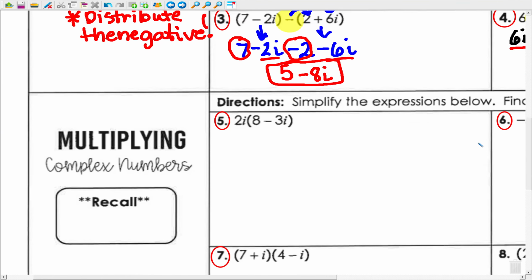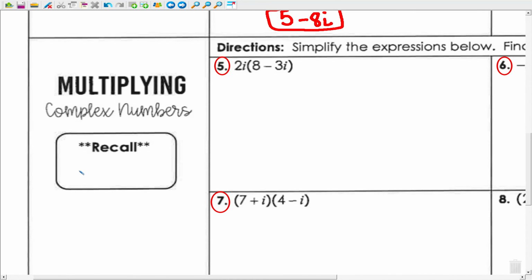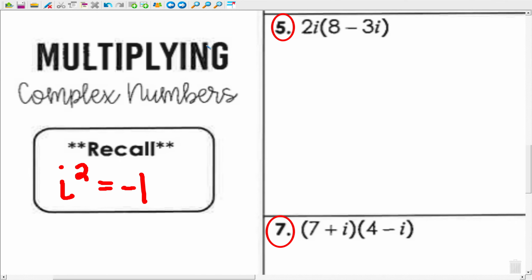Next section, we're going to look at multiplying complex numbers. When you multiply complex numbers, there's one thing you need to remember. Write this down. It is very important, is that your i squared will always equal negative 1. So when we start distributing and multiplying on this section, if you see i times i, it becomes i squared. But you don't leave it i squared. You change it to negative 1 every single time.